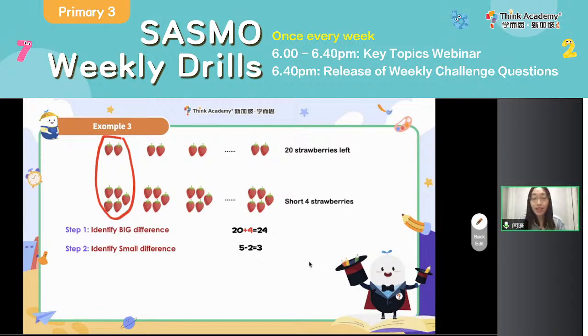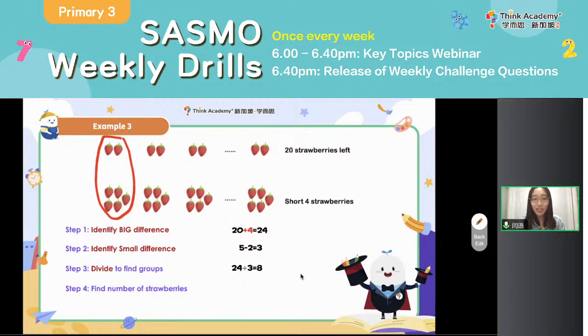Following this, you know the big difference and you know the small difference. So how can we figure out the number of groups? How many groups? Yes, try to divide. 24 divided by 3, that is 8. That means there are 8 groups.